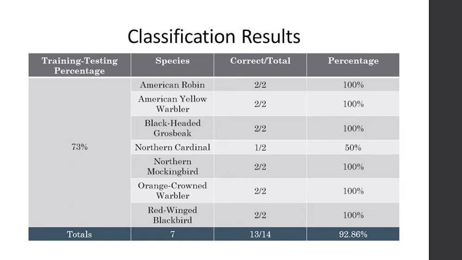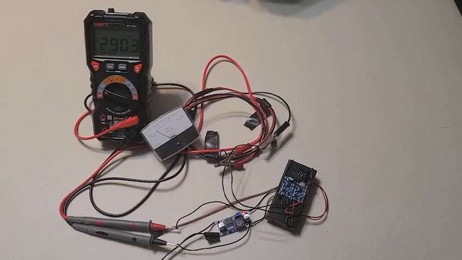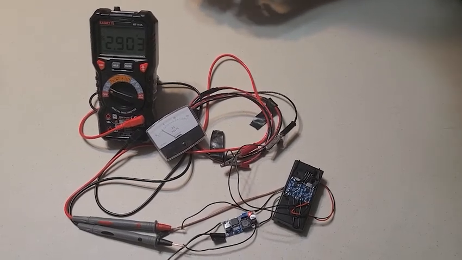As the graphic shows, our model trained and tested at 73%. On the small sample size of 14 samples for 7 bird species, our model performed at 92%, with 13 out of 14 correctly classified. Now I will be showing the over-discharge protection.